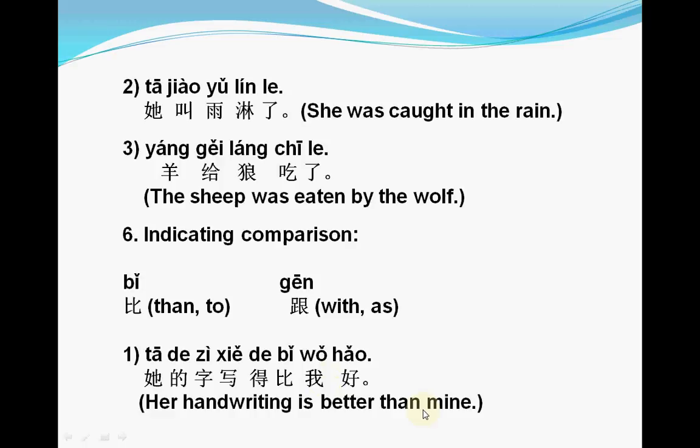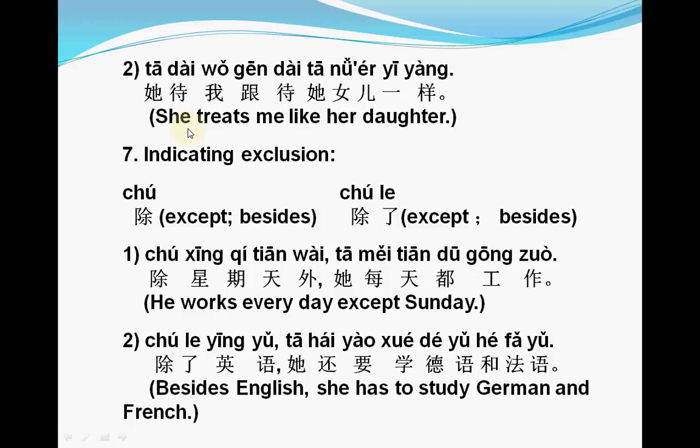Okay, next sentence. 他待我跟待他女儿一样. 跟, like. 他 means she. 待 means treats. 我, me. 跟, like. 待, treats. 他, her. 女儿, daughter. 一样. She treats me just like her daughter.